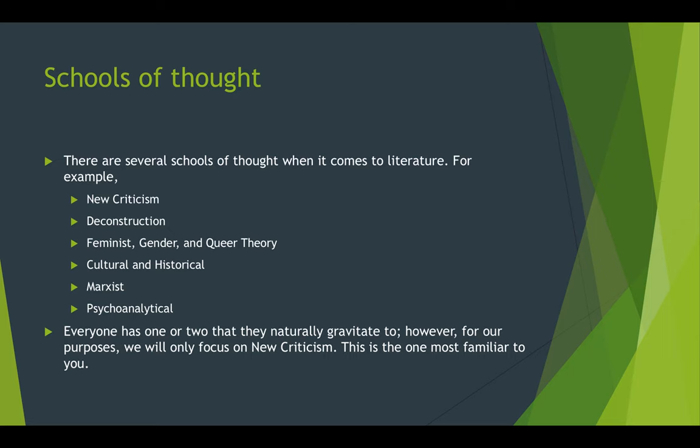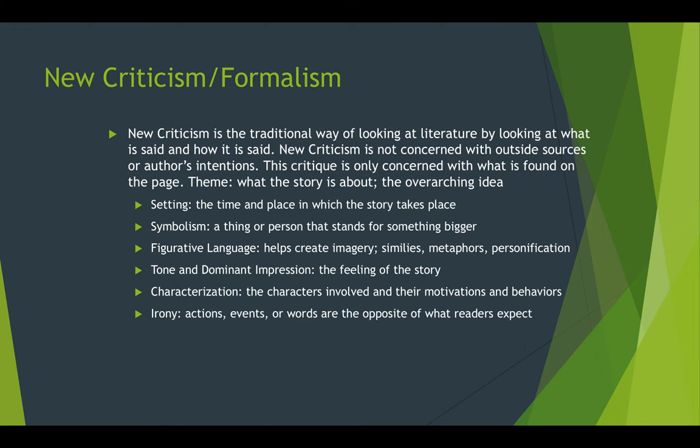So we just talked about all these different schools about how you approach literature. And we're going to really look at new criticism here because it's the most commonly used in modern society. So in new criticism, you're going to look at things like theme, setting, symbolism, the figurative language used. So how is the imagery, similes, metaphors, all these different things created? Tone. So what is the overall impression of the story? Characterization. How are the characters developed? What do they look like?